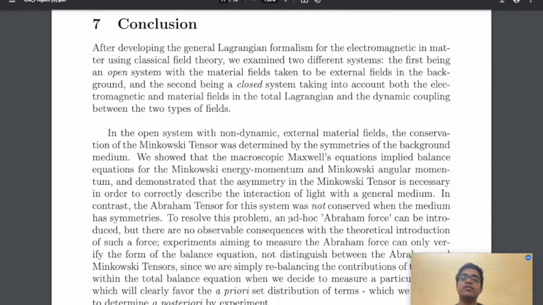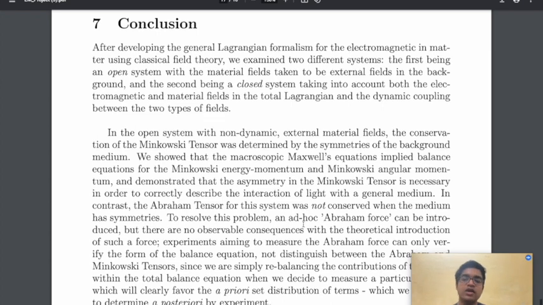Okay, so now it's time to conclude the entire argument of this paper. So this is just a summary of what we did. We just considered two different systems. One of them was open and the other was closed. In the open system, we just considered the material fields as background, or the external fields, while in the closed system we considered both of those fields in a total system that is closed.